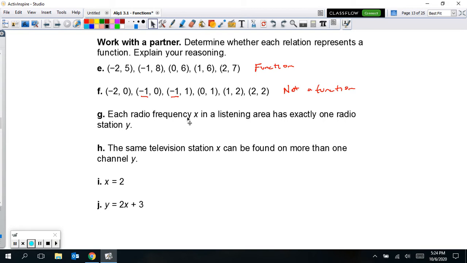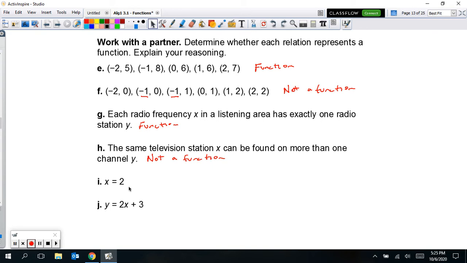This one's a little different. It kind of gives you a situation. Each radio frequency, X, in a listening area has exactly one radio station Y. So each X is paired with one Y, so that's our definition of a function, yes. The H says the same television station X can be found on more than one channel Y. So X is going to be paired with more than one Y. That's not a function, no. So that we can't do that one. That means X is going to be there twice.